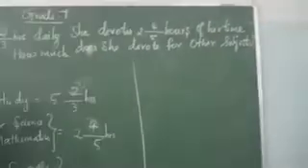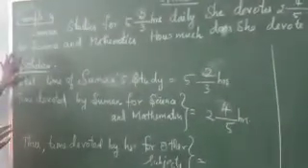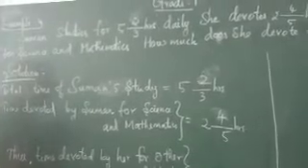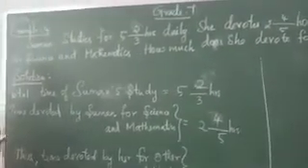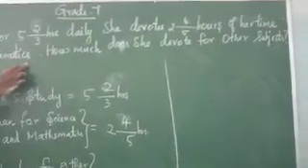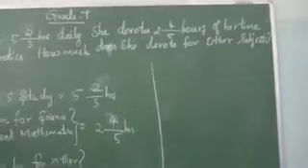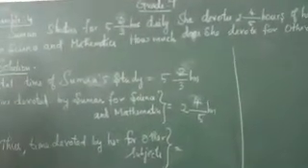She devotes 2 4/5 hours of her time for science and mathematics. So the time she is spending for studying science and mathematics is 2 4/5 hours. What is the question? How much does she devote for other subjects? That is, how much time she will spend for studying the other subjects.